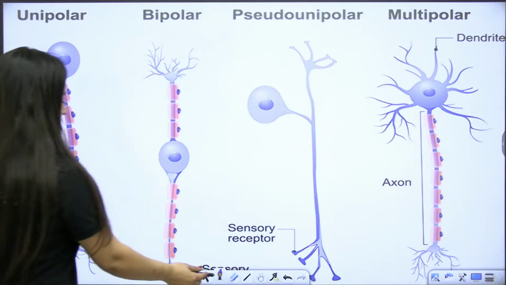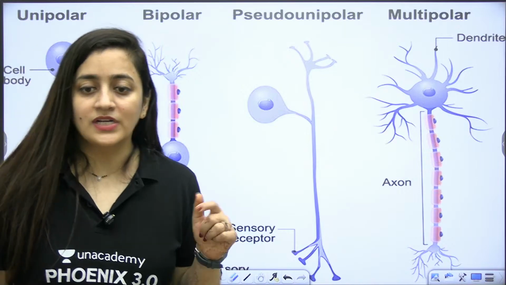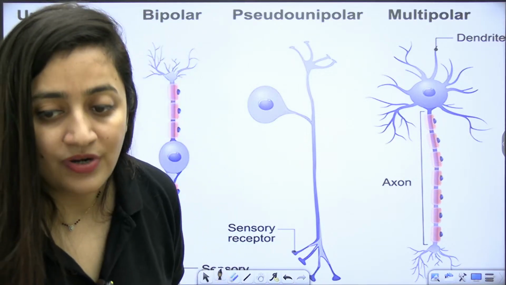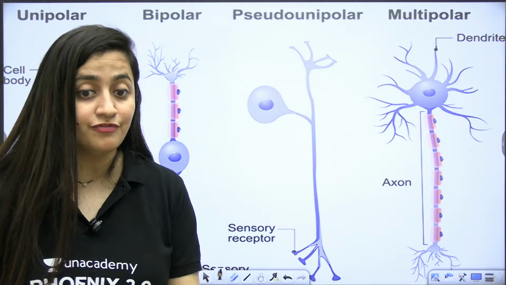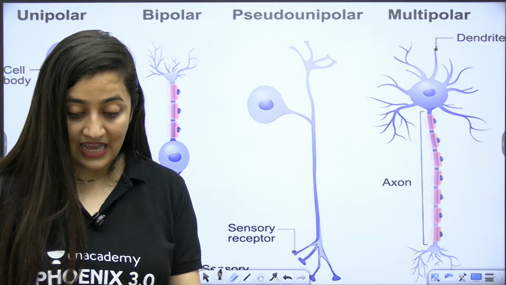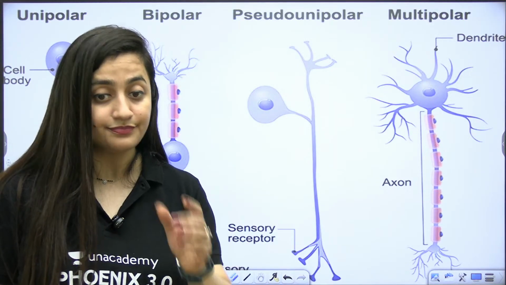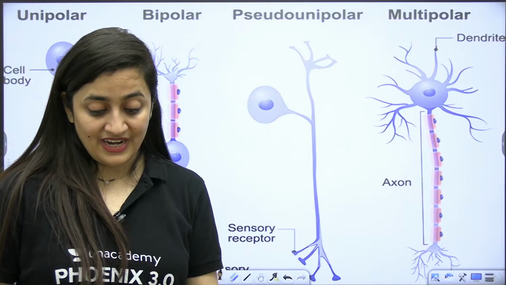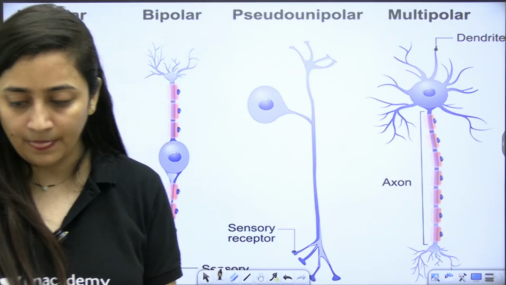Now we will talk about different types of neurons. First is unipolar. Uni means single. It is on the basis of the number of axons and dendrites. So when we are discussing the different types of neurons, it will be on the basis of the number of dendrites and axons. Is that clear?